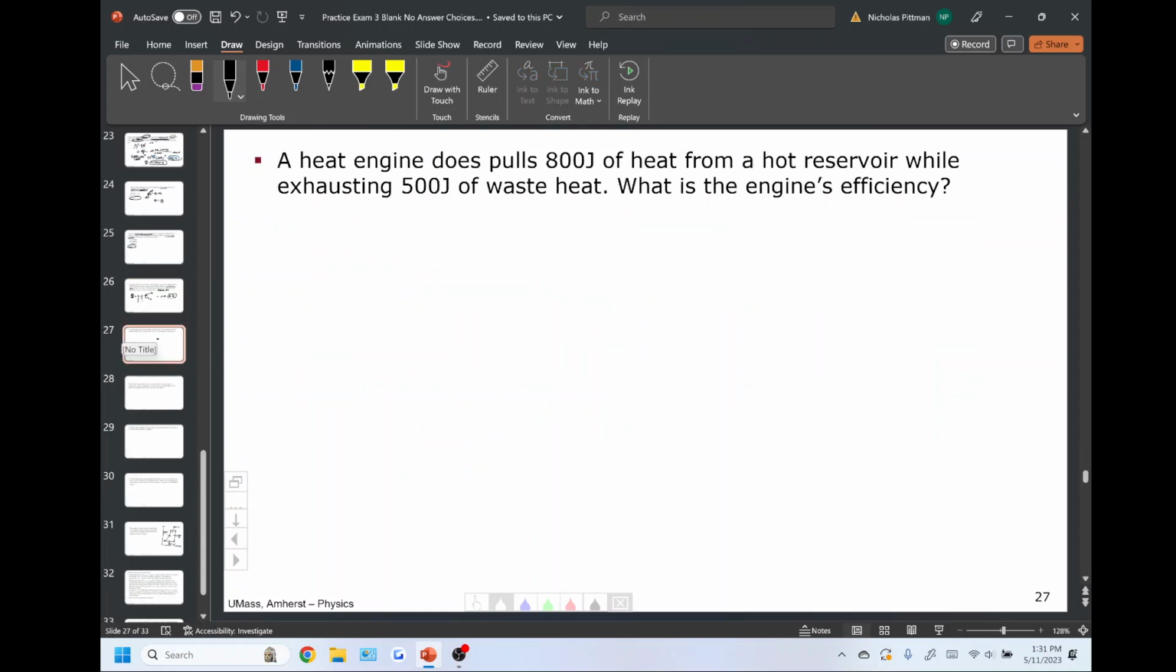Okay, engines. Draw the diagram. Don't ever skip it. We'll keep our coloring. We have our hot reservoir. It pulls 800 from the hot reservoir. It exhausts 500 of waste heat. So that actually allows us to complete the diagram.